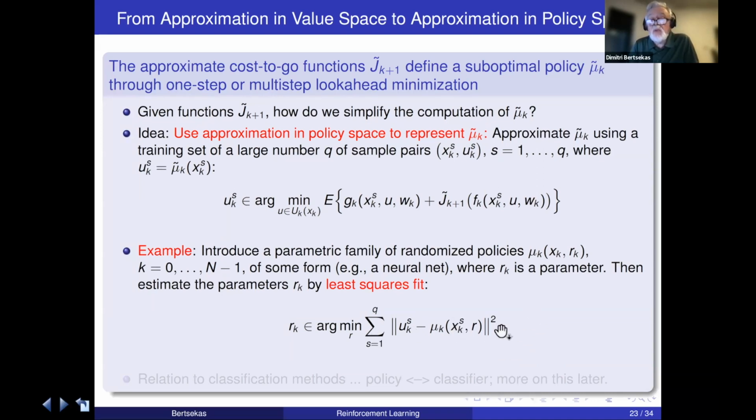Now, this is a type of methodology that's used very frequently in machine learning. People know how to do it. In particular, it's used in classification methods, where policies are identified with classifiers. We're going to discuss this later. But the point I want to make is that this type of representation of the one-step look-ahead policy in policy space involves algorithmic ideas that are very well known, very well practiced in the field of machine learning.